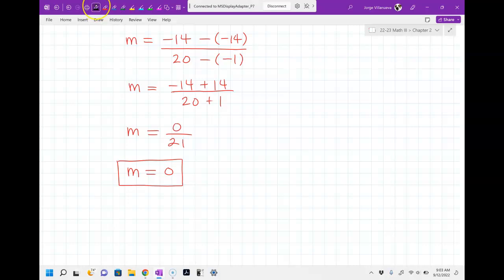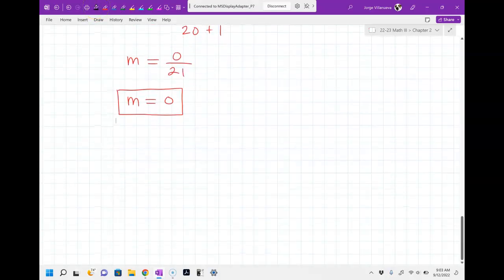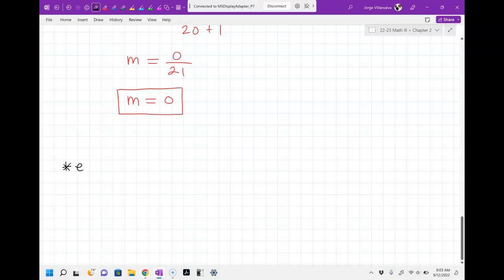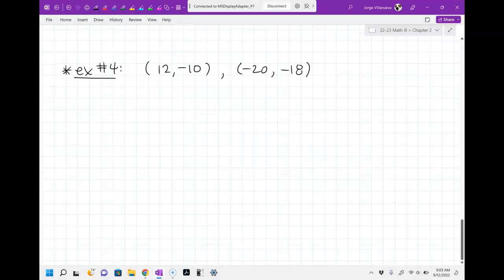All right, let's do another one. After this, we got one more, and then we're done, okay? So example number 4, we'll try this one. 12, negative 10, and negative 20, negative 18. Let's see. And remember, I'm going to label this x1, y1, x2, y2.